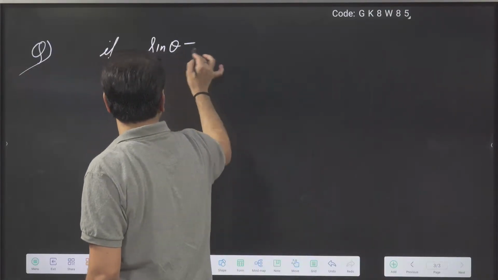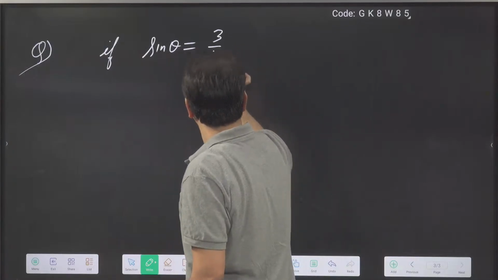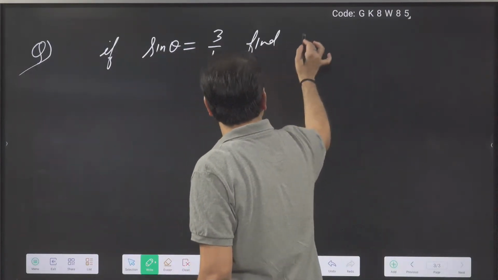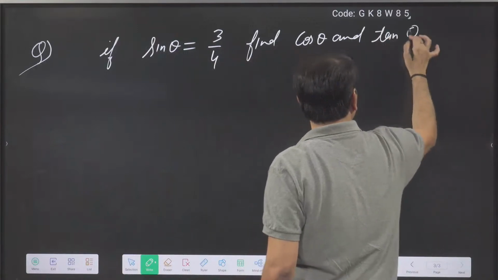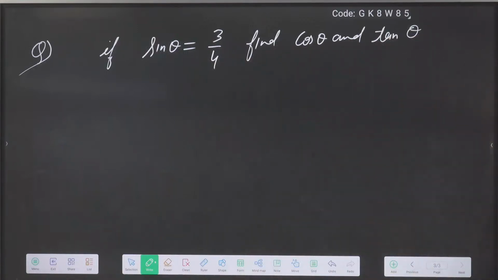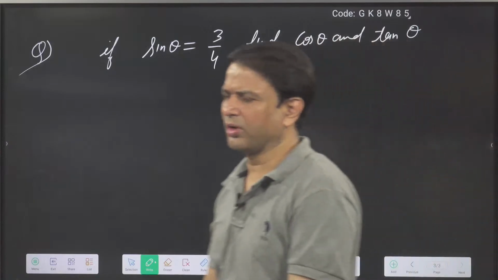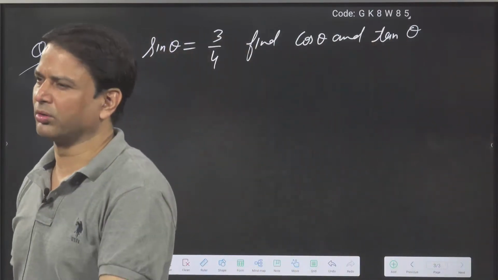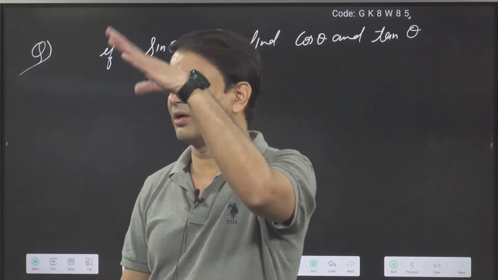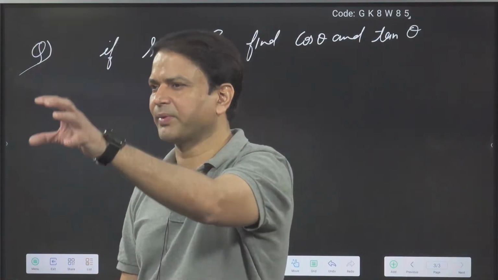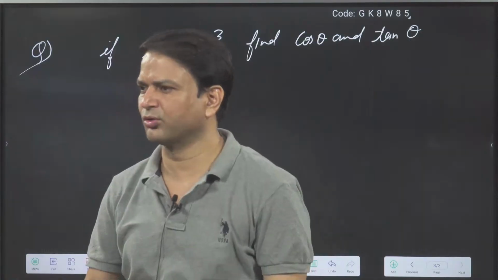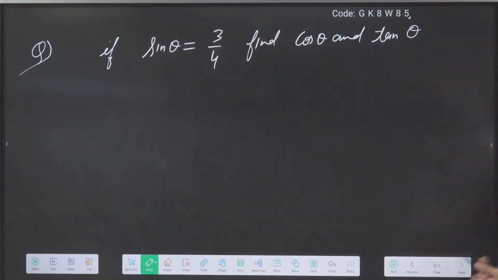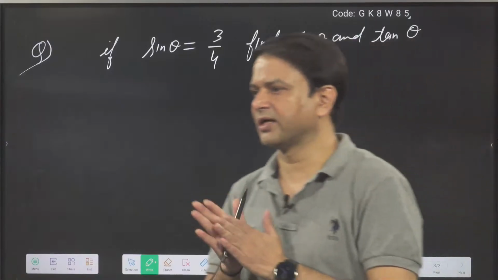Okay, so a small question: if sine theta is equal to 3/4, find cos theta and tan theta. If you are making notes, it will be good, because before starting the oscillation chapter, I will say revise the basic formulas of trigonometry. So this formula you have to revise. If you are writing notes, it is good. So sine theta is equal to 3/4, then find the value of cos theta and tan theta.